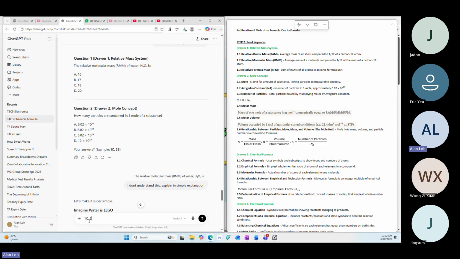For question 1, if you do not understand, you have to let me know, right? Because I think if you're able to read the explanation, then you will be able to understand. If you still don't understand, let me know.